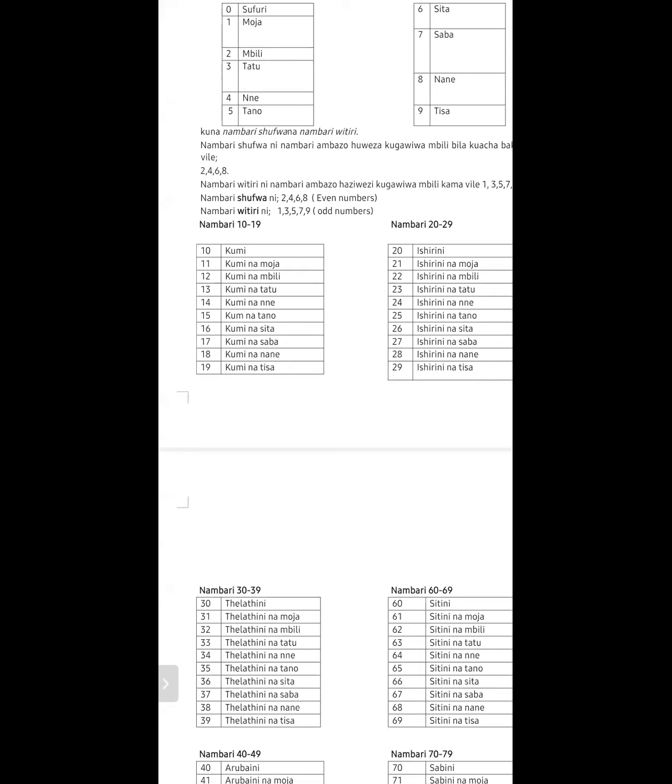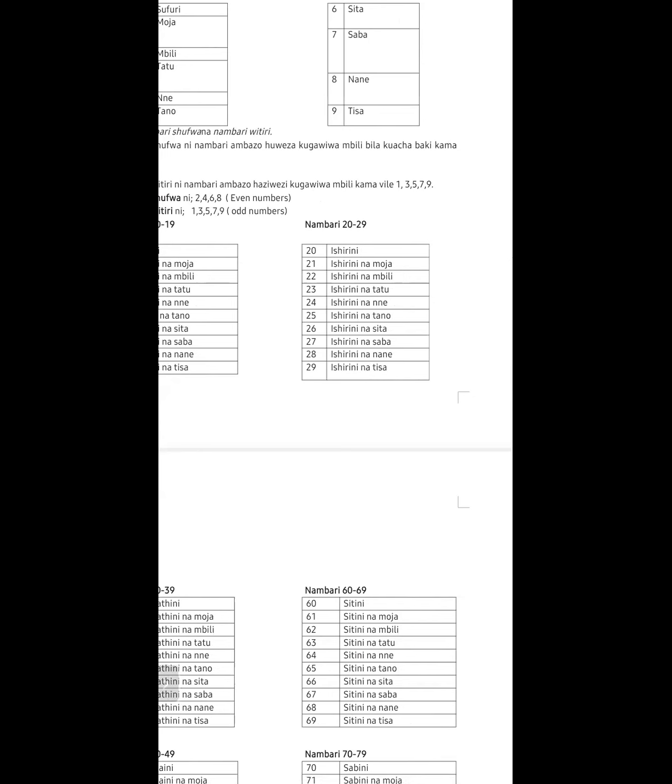Like now you already know that 10 is kumi. So kumi, then now you have kumi na moja, kumi na mbili, which is 12, kumi na tatu, which is 13, and then up to kumi na tisa, which is 19. Have you seen that? So it is very important for you to just know that kumi is 10. So all numbers that fall there are kumi na moja, kumi na mbili, kumi na tatu, kumi na nne, kumi na tisa, all that. And then when you look at 20, 20 is ishirini.